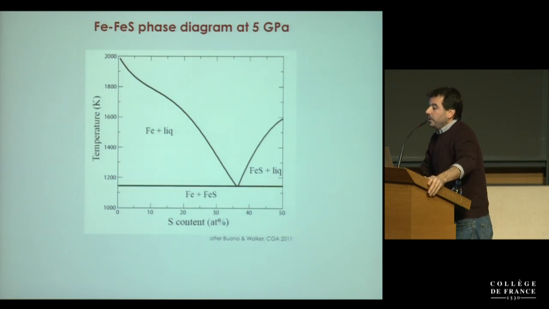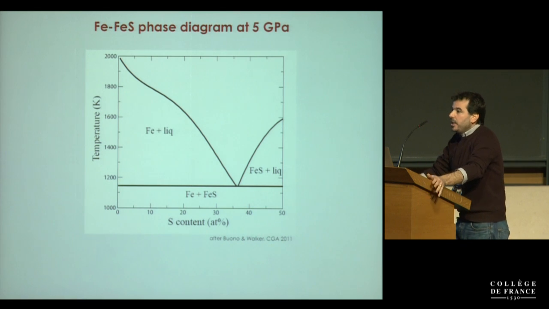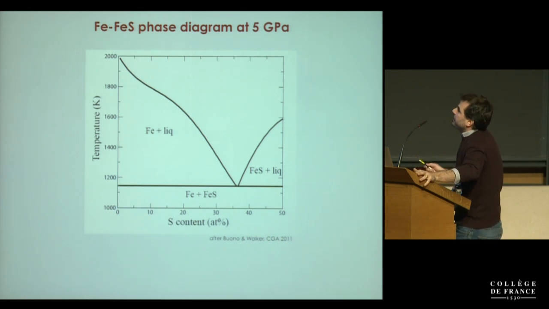So let's start with the outer core. To have a liquid outer core at the pressure and temperature condition of the Moon, the iron-sulfur system is the most likely possibility. Otherwise, it's very difficult to have a liquid metal stable at that thermodynamic condition. This is the Fe-FeS phase diagram at 5 GPa.